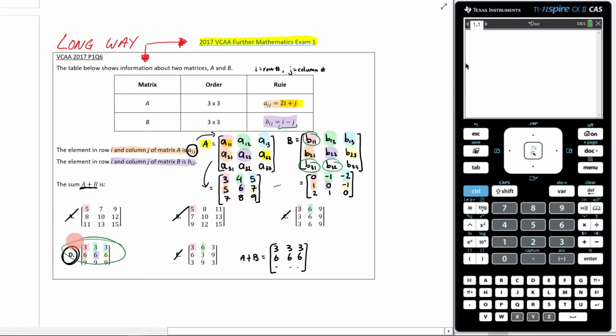And you could do this for each of these. So for instance, 8 plus 1 is 9. 9 plus 0 is 9. 7 plus 2 is 9. So in our last row there, they're all 9s.